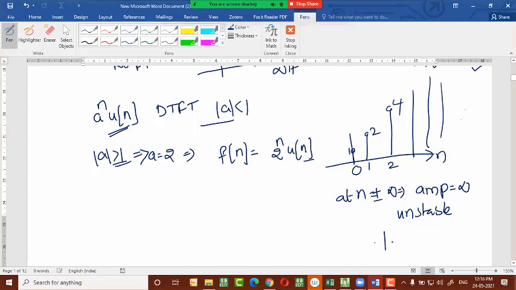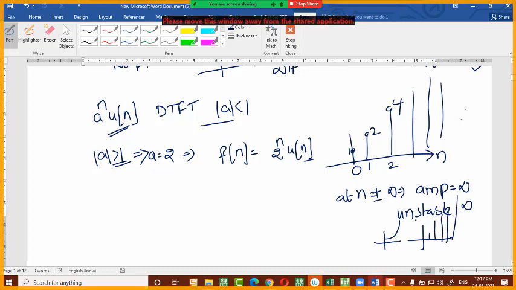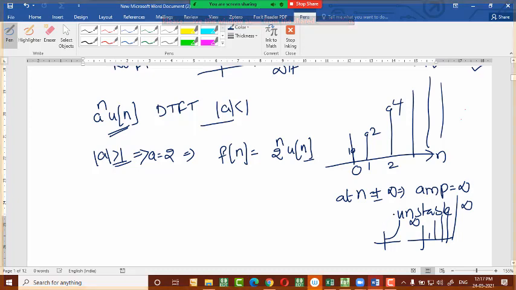Unstable. Just as e power at into u of t goes like this, this signal is also going like this. It is reaching infinity amplitude, so it is an unstable signal. We are not dealing with the Laplace transform here. Laplace transform is actually for continuous signals only. Here we are dealing with the discrete time Fourier transform. It is applicable for stable signals only, whether it is continuous time or discrete time.